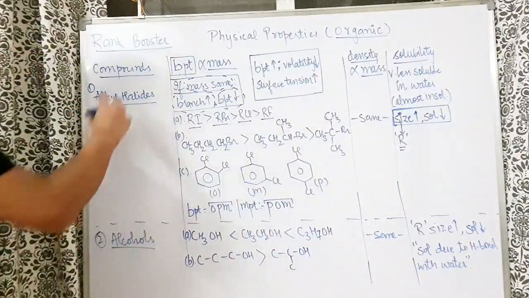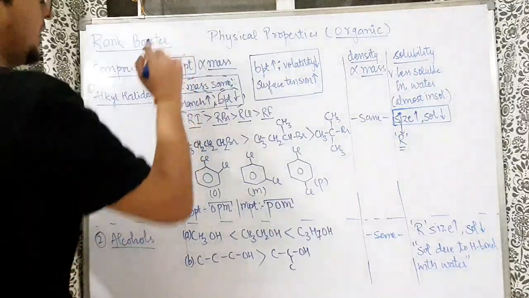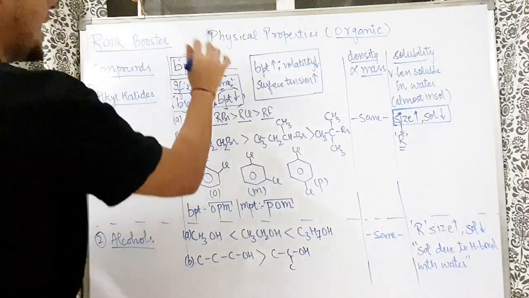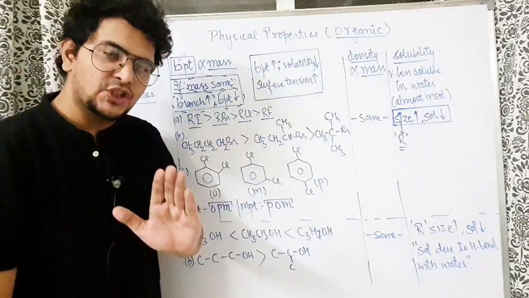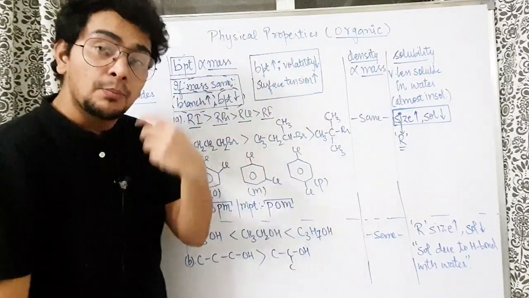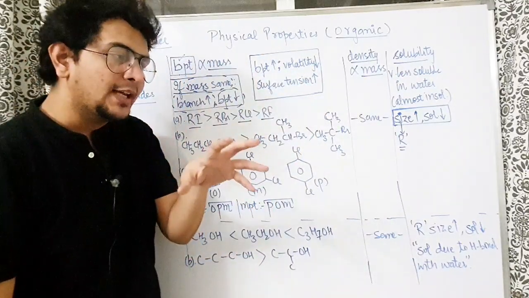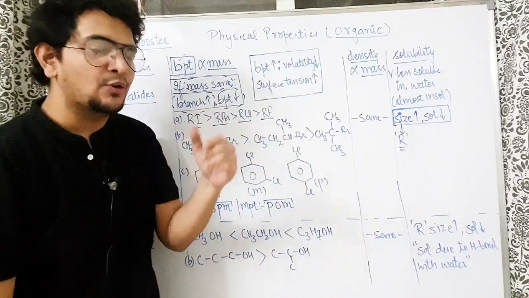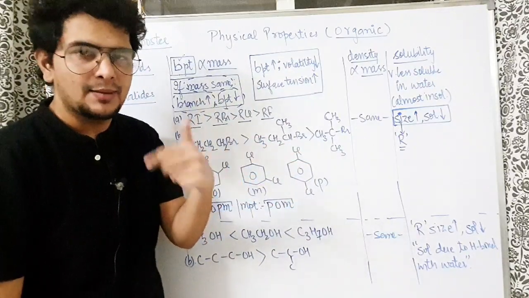So dekho bhaiya, alkyl halide, the first thing we are comparing is boiling point. Always check the mass first. For boiling point, always check the mass. More mass, more boiling point. This is not very conceptually correct. Conceptually talking, it is about the surface area. More surface area, more boiling point.